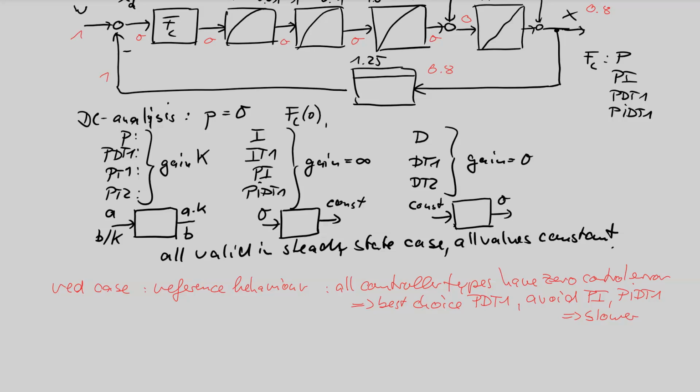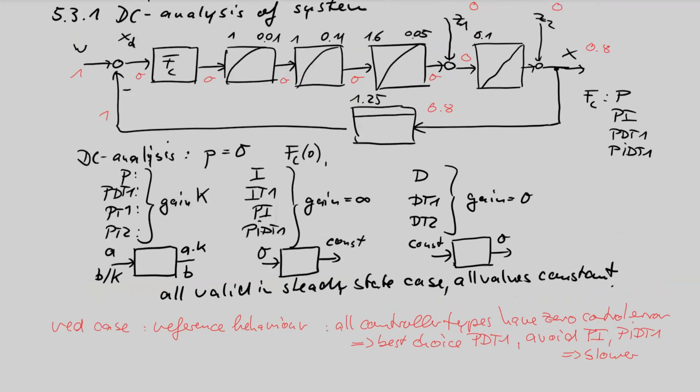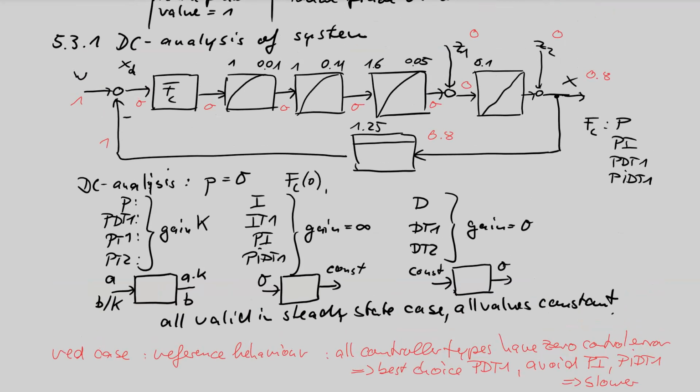So in that case, very clear. If there is a process with an integrating element in its behavior, then just take a P or better a PDT1 controller and be happy with this. But sometimes you have to respond to a disturbance. So in the next case, say green, we set this reference input to 0, but now the disturbance C1 to 1 and leave disturbance C2 at 0.